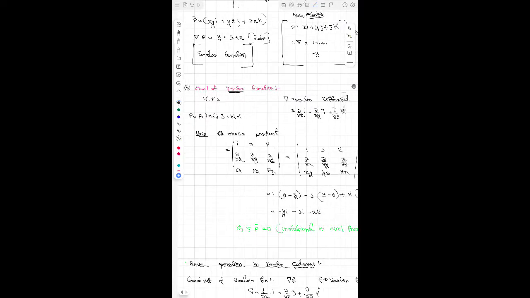এরপরে আসছে যেটা হচ্ছে কার্ল অফ ভেক্টর। কার্ল অফ ভেক্টরের ক্ষেত্রে আমরা একটা ডট প্রোডাক্টটা ইউজ করি, অ্যান্ড ভেক্টর প্রোডাক্টের ক্ষেত্রে আমরা আমরা তো জানি del by del x of i plus del by del z, and it is the perpendicular vector.